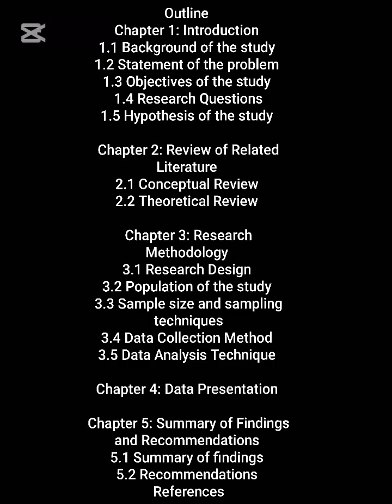So the outline, normally in projects we call it table of contents, but remember this is a proposal. The outline: chapter one, introduction. We're going to discuss those five things I talked about: the background of the study, statement of the problem, objectives, research questions and hypothesis. Chapter two, review of related literature, that is the title. We're going to discuss conceptual review, theoretical review. This is arranging the way we're going to actually discuss it.